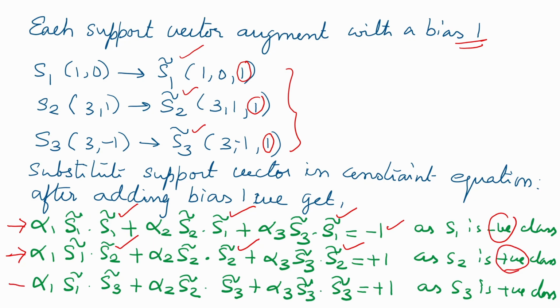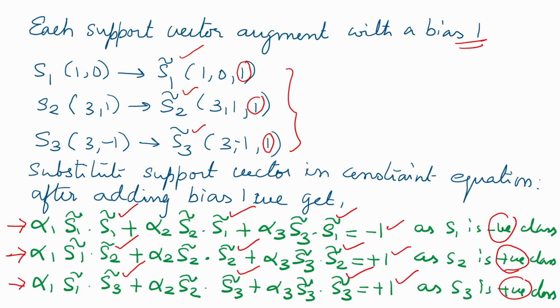Now the third equation we have alpha 1 S1 tilde dot S3 tilde plus alpha 2 S2 tilde dot S3 tilde plus alpha 3 S3 tilde dot S3 tilde. You can see here S3 tilde is common and S3 is a positive class, so we have given it as plus 1. So these are the three equations that we got.